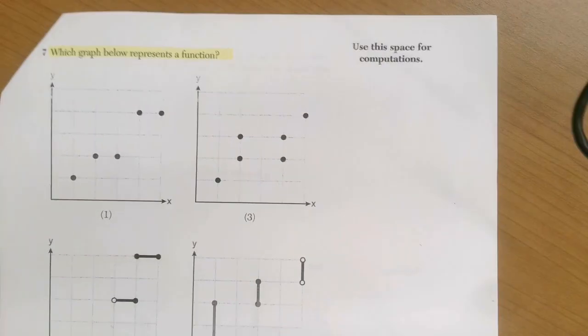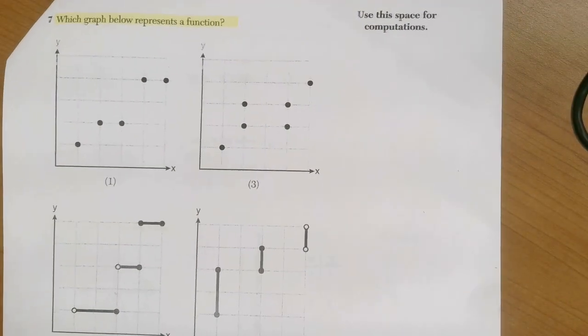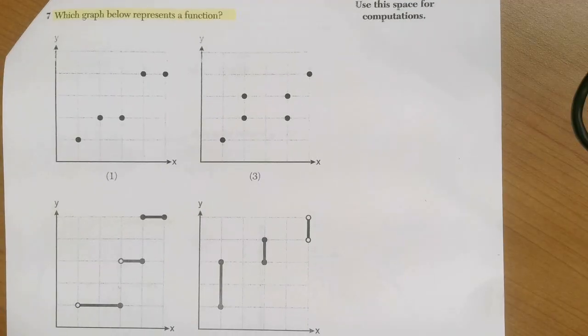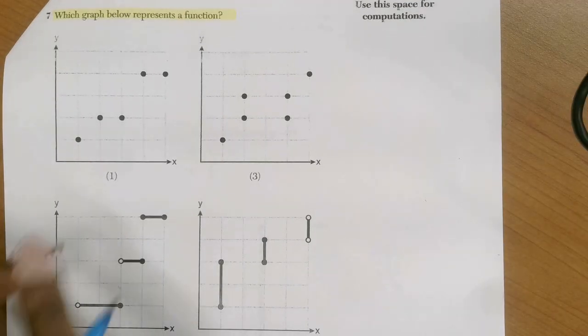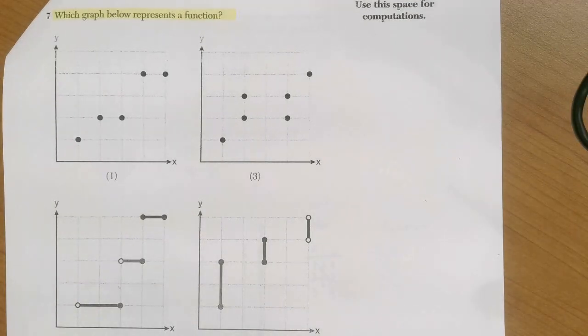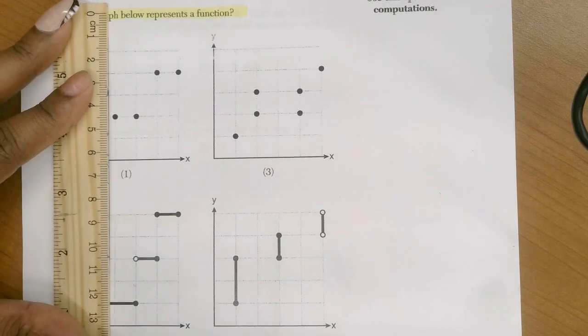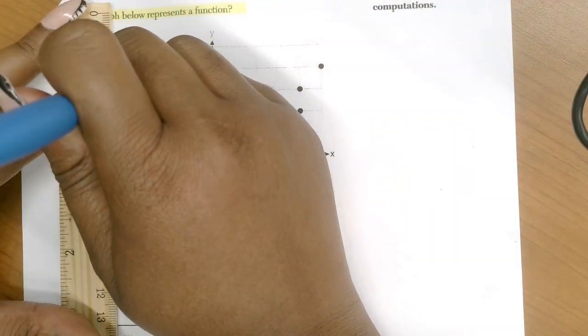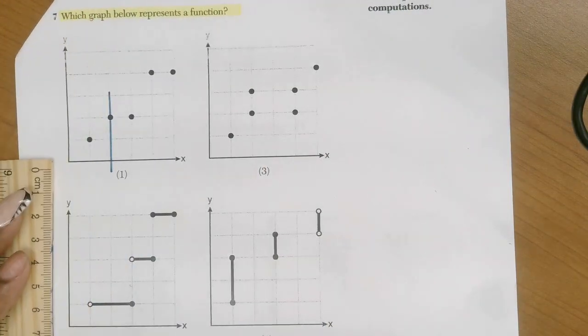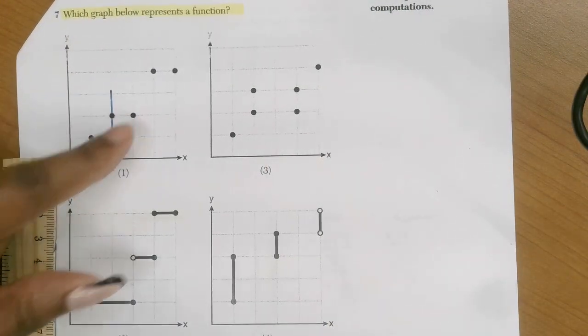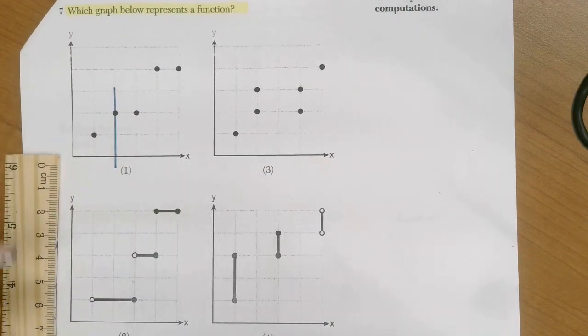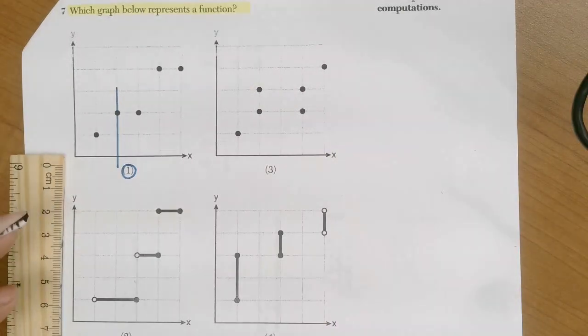So the question says, which graph below represents a function? Of course, we test each graph. Graph again, do a vertical line test. It doesn't matter, as long as it's a graph, do a vertical line test. You realize this passes through one point, so this could be a function.